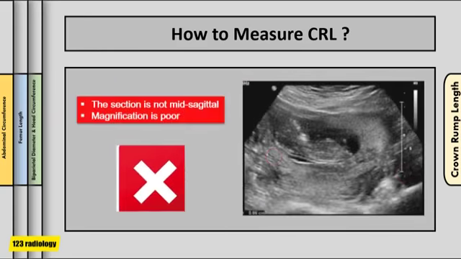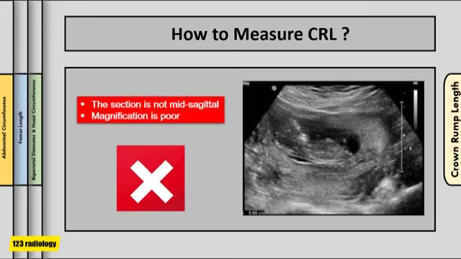Here is another example for estimation of crown rump length. You can see in this image the section is not mid-sagittal and magnification is poor. So this is an incorrect estimation of crown rump length and should be avoided.